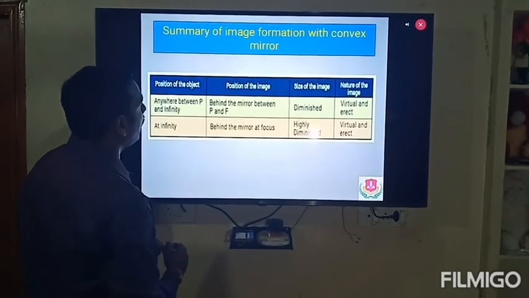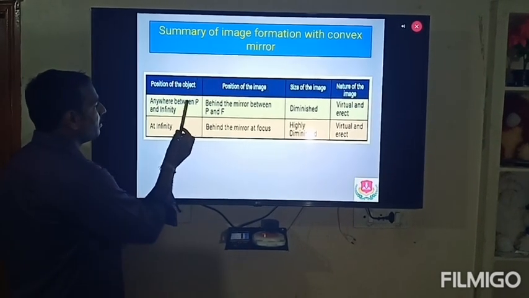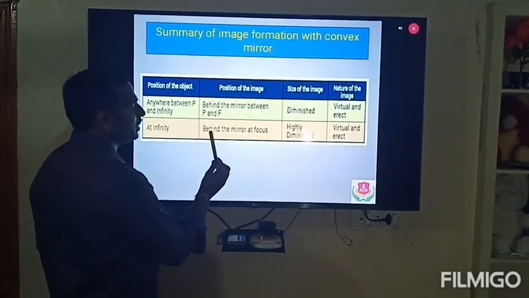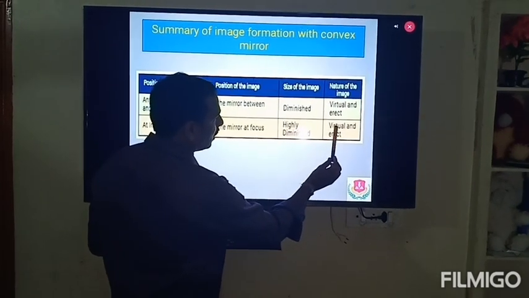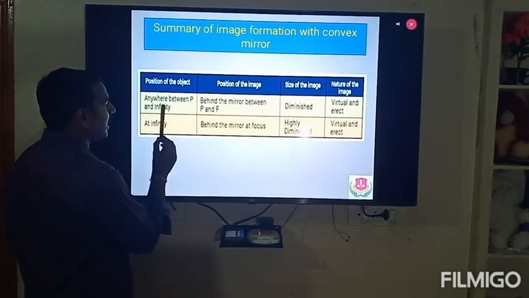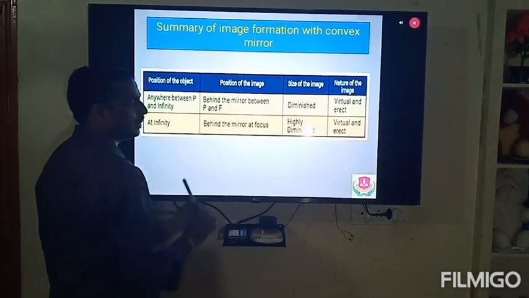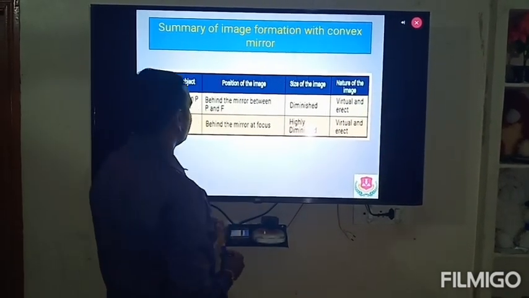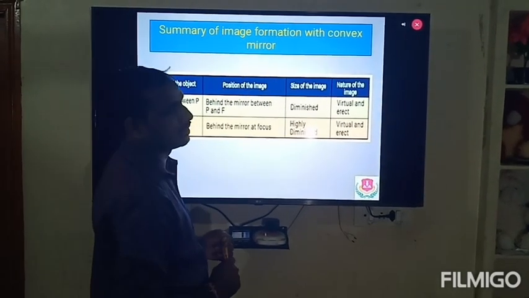Now see, the summary of image formation with the convex mirror. The first position is at infinity. The position of the image is behind the mirror at focus, and the size of the image is highly diminished, virtual and erect. In the second case, anywhere between P and infinity, we get the position of the image behind the mirror between P and F, and the image is diminished, virtual and erect. So this is image formation in the convex mirror.